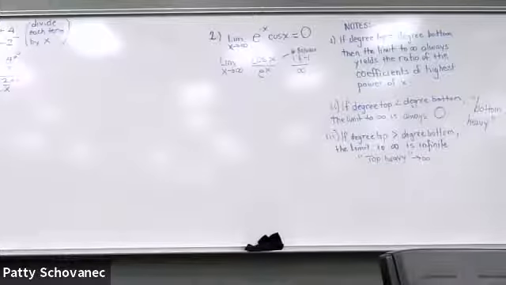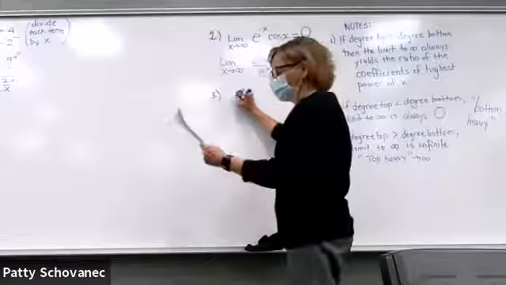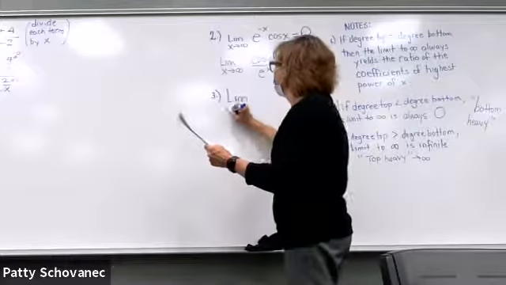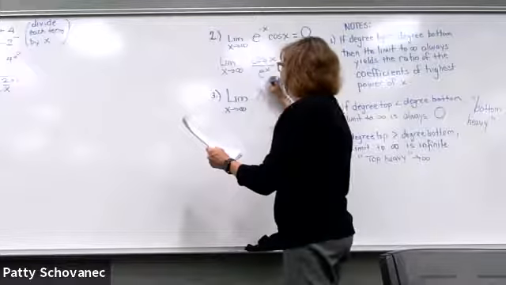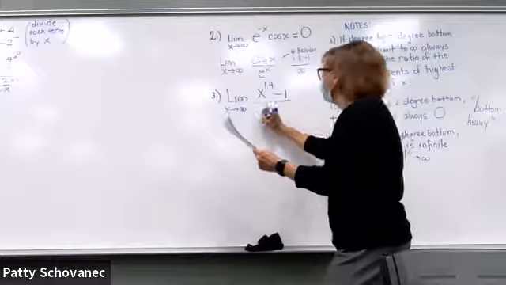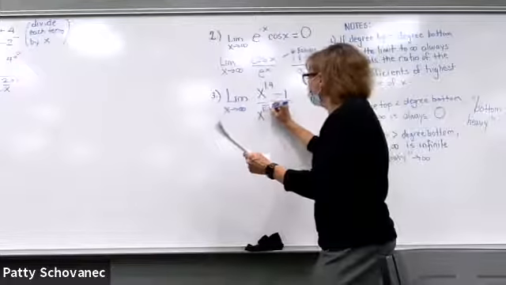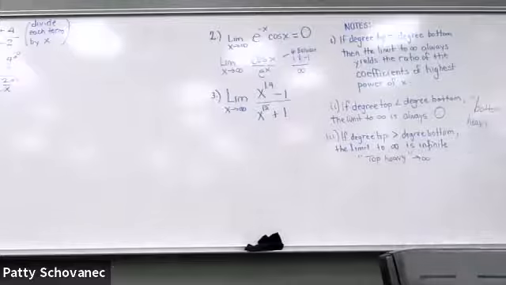Now the numbers could possibly be confusing to you. So let's look at the limit as x goes to infinity of x raised to the 1.4 power minus 1, over x raised to the square root of 2 power plus 1. So essentially my question is, which is bigger? 1.4 or the square root of 2, or are they the same?